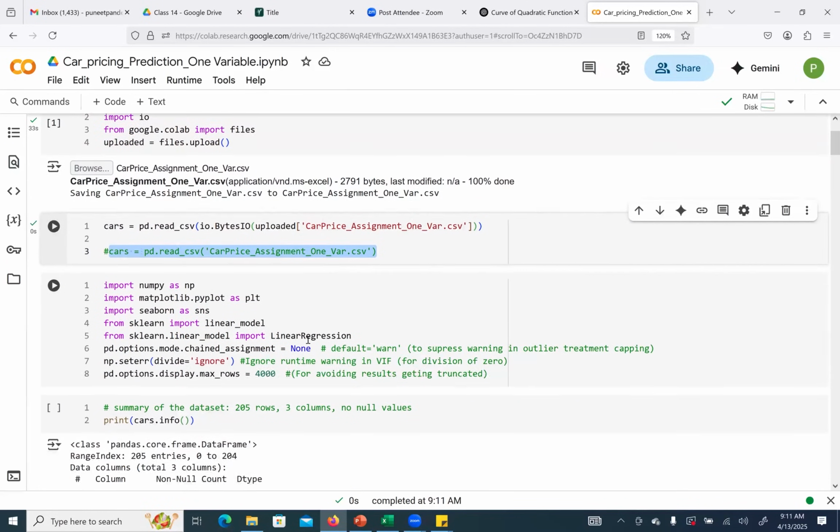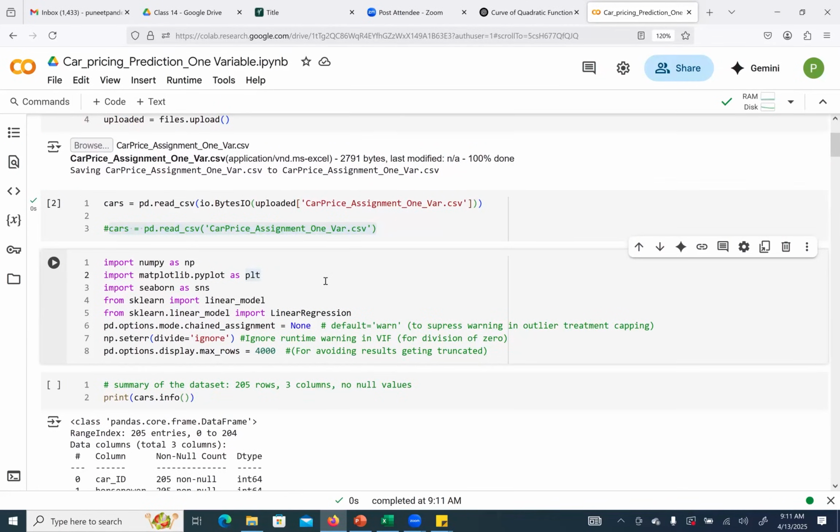Okay. Then I'm reading a few libraries, right? Let's say, for example, a few of them you're already aware of: NumPy, Matplotlib, Seaborn. And sklearn is a very popular library for machine learning. For a lot of other machine learning models as well, we will be importing sklearn. So I'll run this.